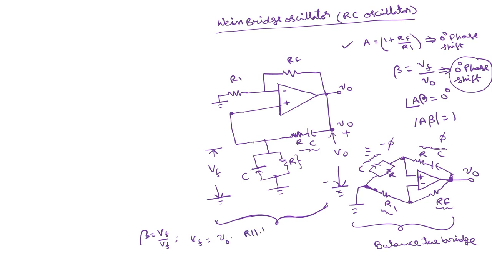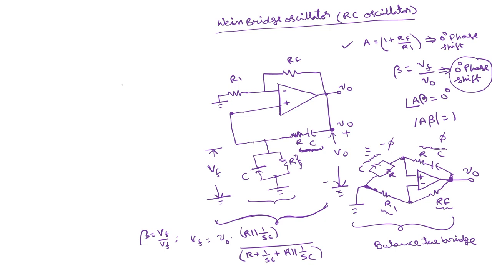R in parallel with 1 by SC, this impedance, divided by the total impedance. This will be R plus 1 by SC, plus R in parallel with 1 by SC. This is the series combination, this is the parallel combination. We are taking the output voltage across the parallel combination, so V naught into the parallel combination impedance divided by the total impedance: series combination impedance plus parallel combination impedance.